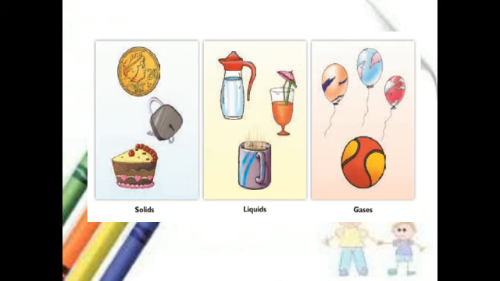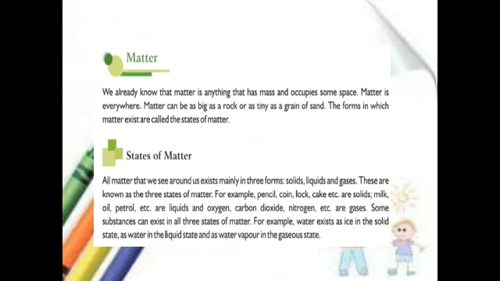So the first one is solid, the second one is liquid, and the third one is gas. Right? So before discussing those topics, just listen. What is matter? Matter is something by which an object is made up of.